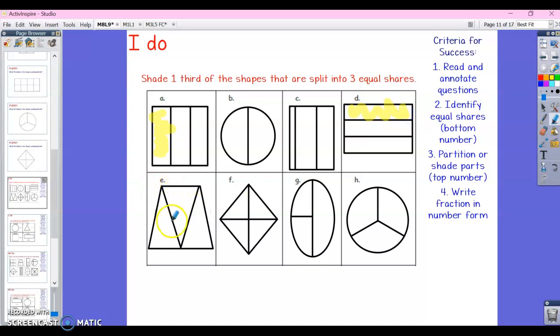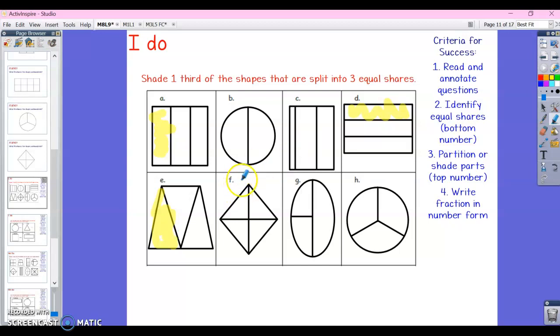Now I'm looking at E. E looks a little tricky. I see that it's split into 3 pieces, but I'm thinking, are they equal? Because the middle piece is flipped upside down. I'm going to go ahead and say that they are equal, because even though the middle piece is flipped upside down, if I were to cut these triangles out and put them on top of each other, they would all match. So I'm going to go ahead and shade one piece. So what that means is equal pieces can face different directions.